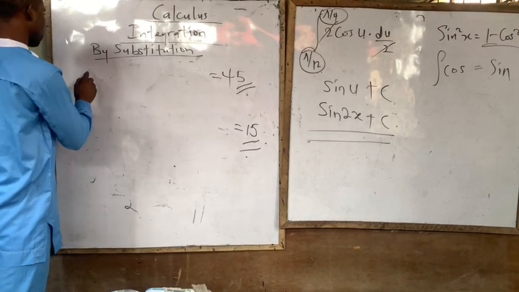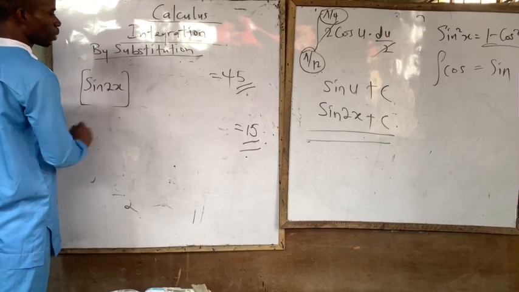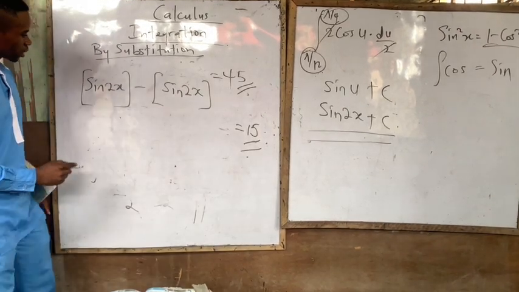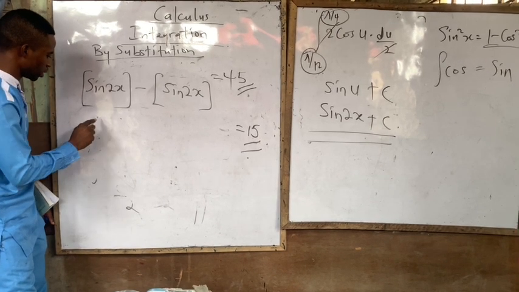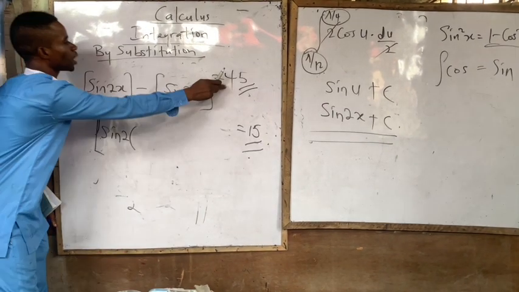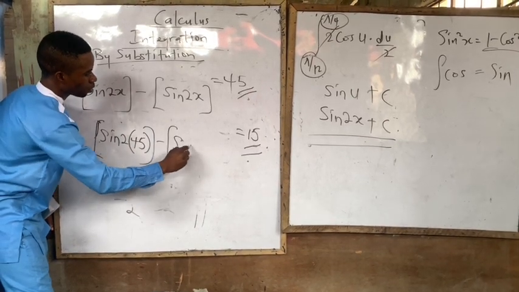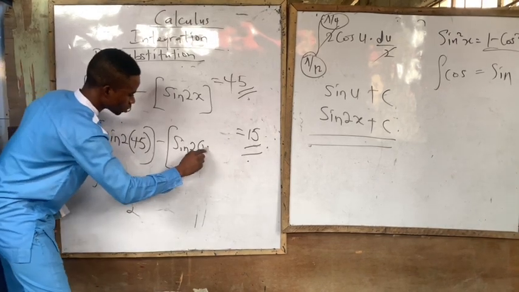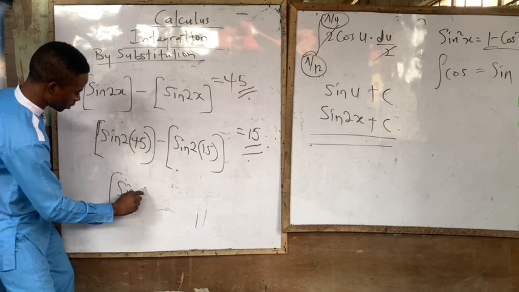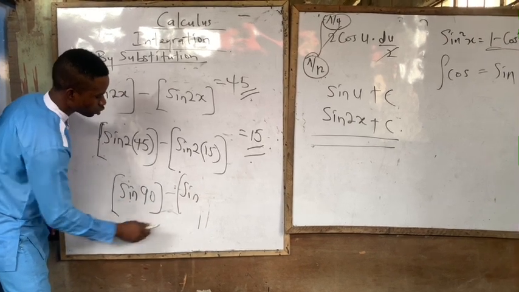So what we will now do is bring our answer, and we open 2 brackets. That means sine 2x, open bracket, minus another sine 2x. Sine 2 of, what's my upper limit? That's 45. Minus sine 2 of, what's my lower limit? 15. So we are having sine 90, 2 times 45 is 90, minus sine 2 times 15, that is 30.